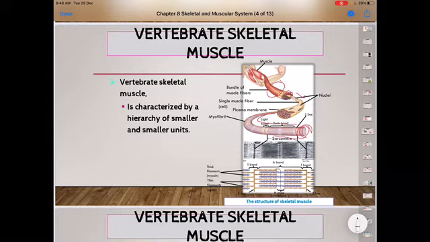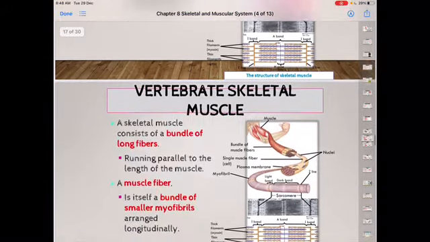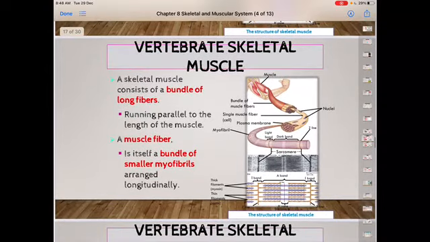Now we go into detail. Okay, so this is again the bundle of muscle fiber. When we zoom in, it consists of single muscle fibers with multiple nuclei, and each single muscle fiber consists of many myofibrils. Okay, so this myofibril is the single unit of muscle, right?